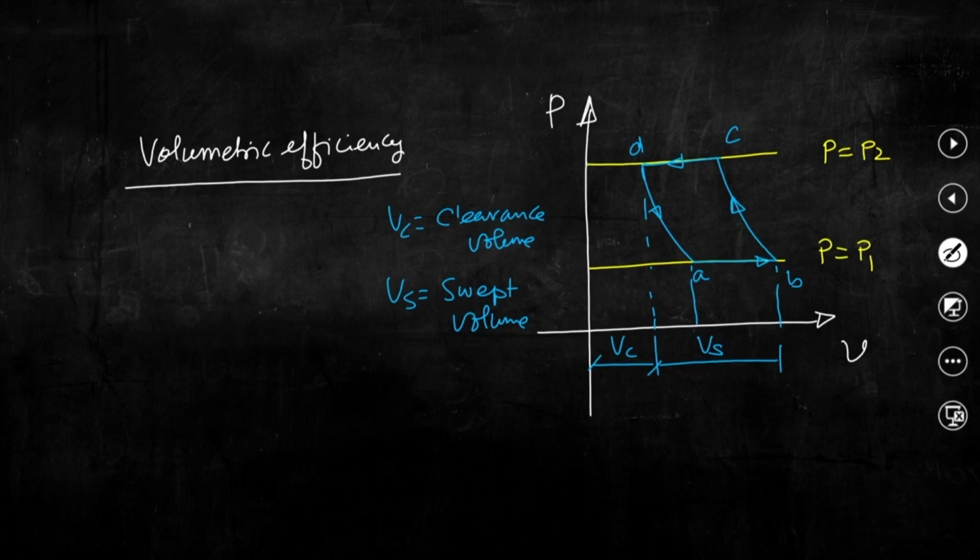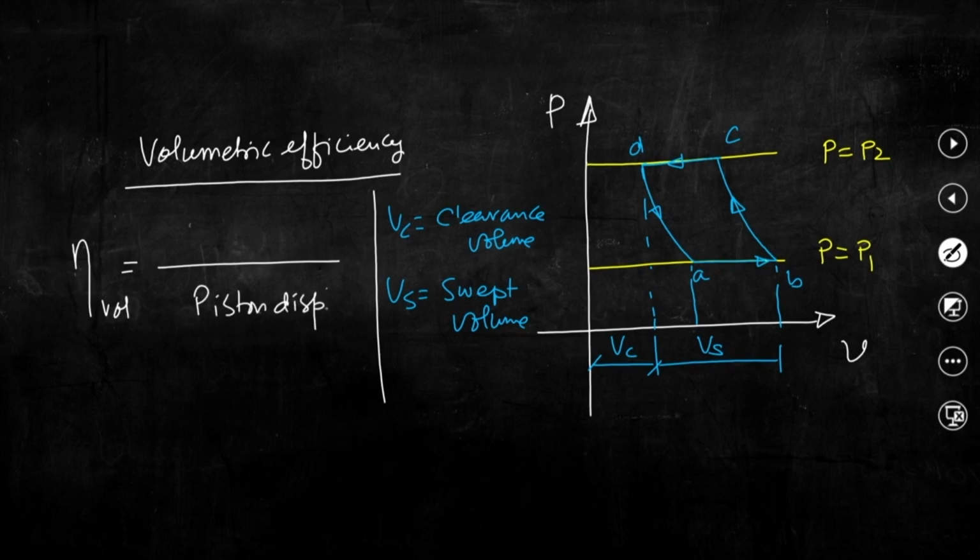So, volumetric efficiency is basically defined, eta volume. Ideally, you try to understand that this is the swept volume. So, pressure is getting reduced from D to A inside the compressor. So, basically expansion. The piston is again coming down and then the suction stroke starts. So, this is the swept volume, this is the piston displacement or swept volume.